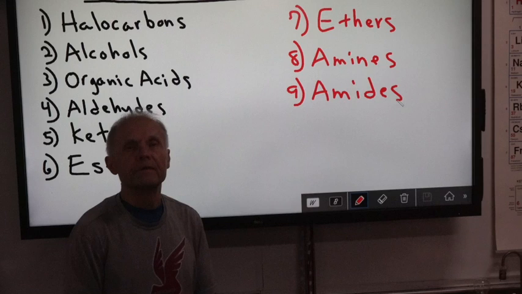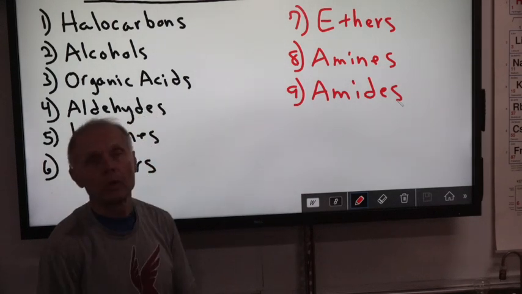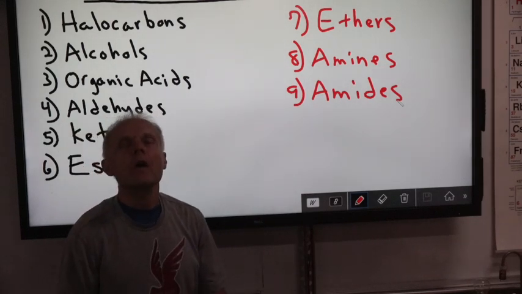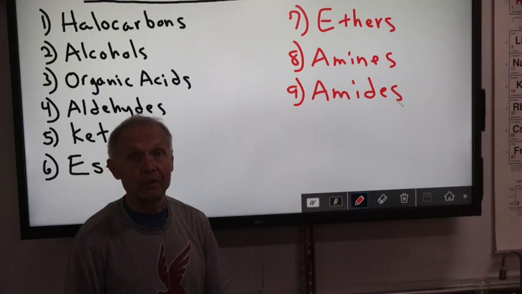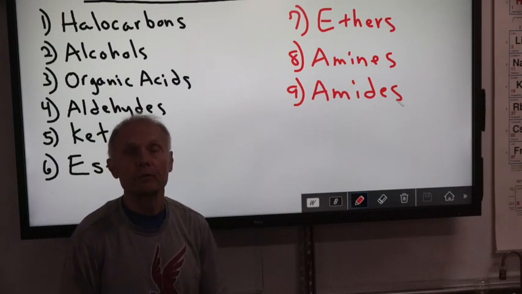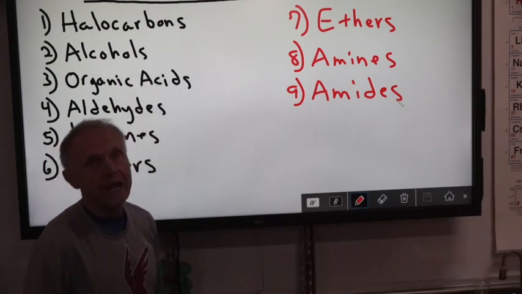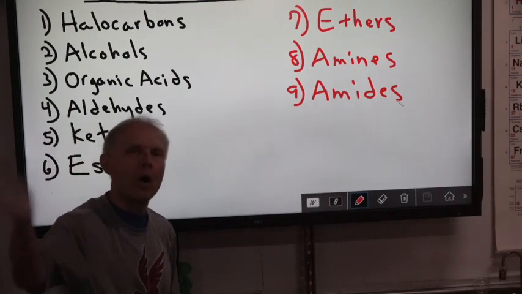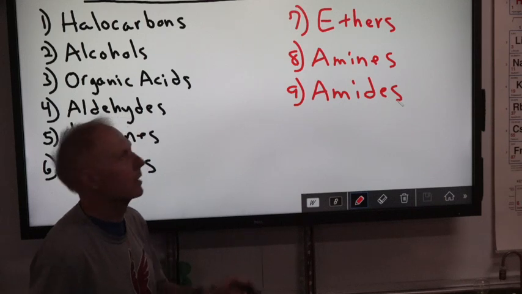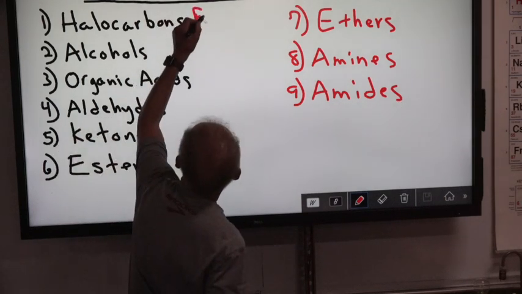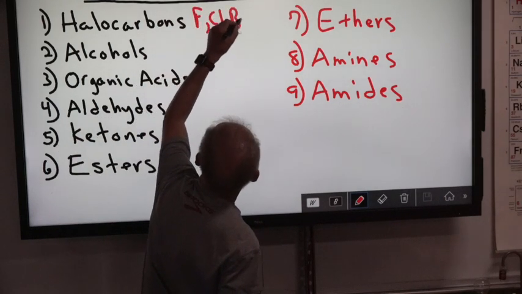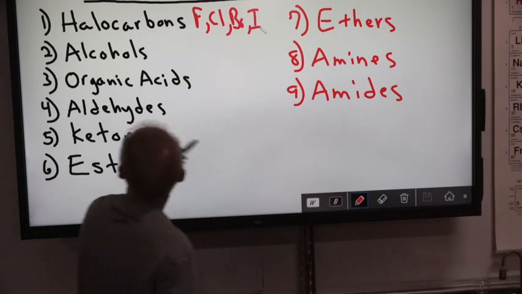So this is our final video for functional groups for organic substances. Here's what we've gone over. And remember, the call letters are very important for you to remember. We started out with halocarbons, and fluorine, chlorine, bromine, and iodine are on top of a hydrocarbon chain. So F, C, L, B, R, and I.